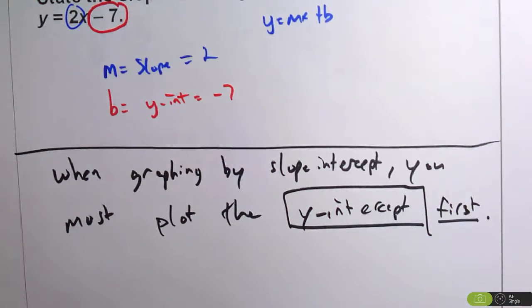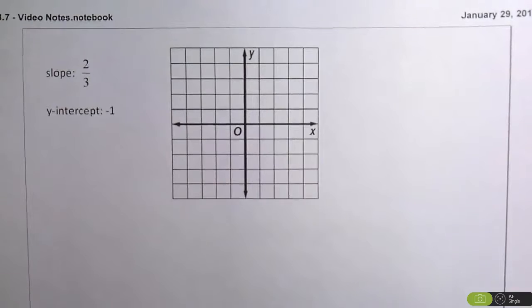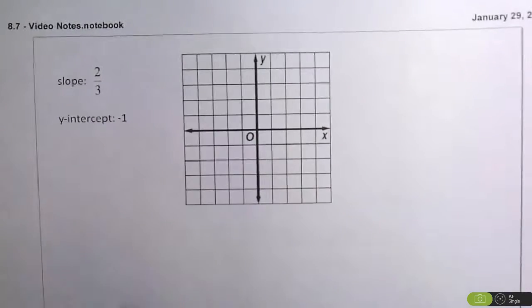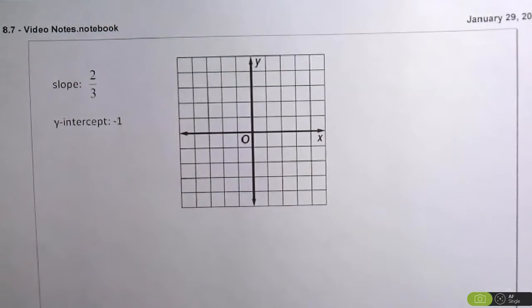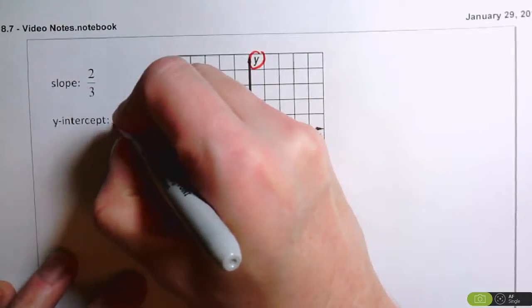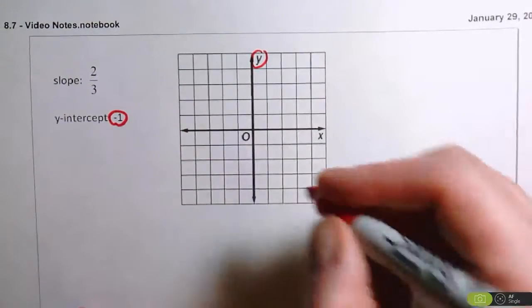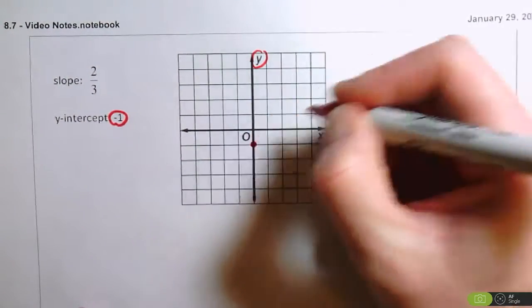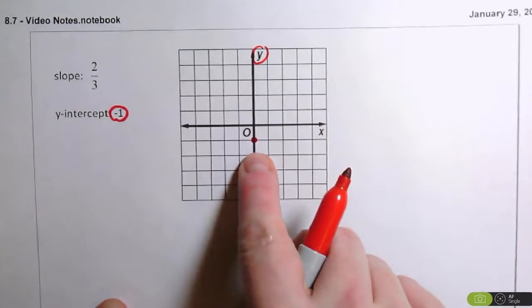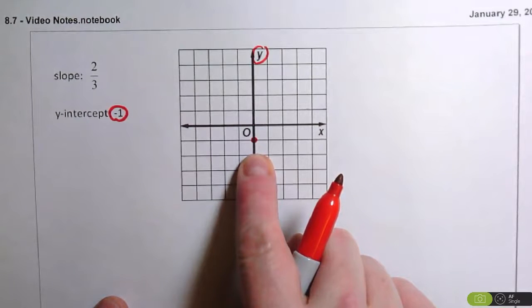So, here's our first example. We're going to graph y equals 2/3 x minus 1. Slope is 2/3. Y-intercept is -1. So the y-intercept is on the y-axis, so it's at -1. So for this one here, I'm going to start at the point -1 for the y-intercept. There's the first point of the line. I've already got 1 point.